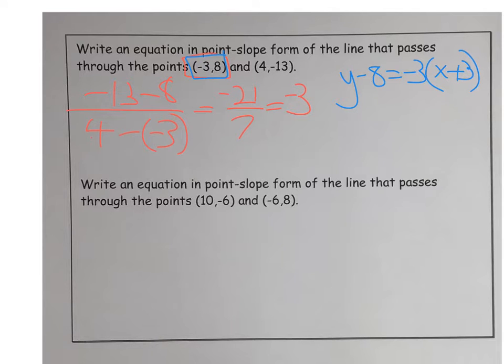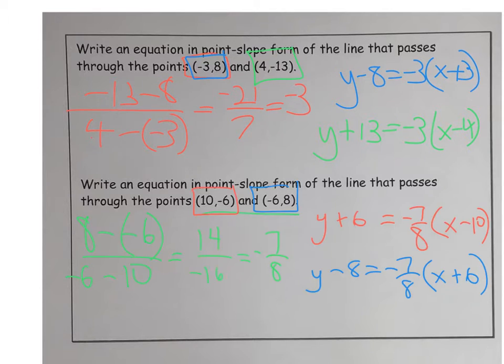And the second one here that now is in green is going to end up being y plus 13 is equal to negative 3 x minus 4. So in this one, I'm going to give you a chance to go ahead and do this one yourself. So pause again and try this one yourself. And here's the answer to this one, with one of them being the red point and one of them being the blue point.